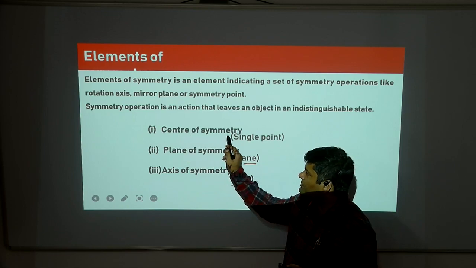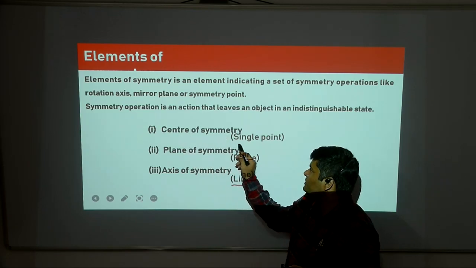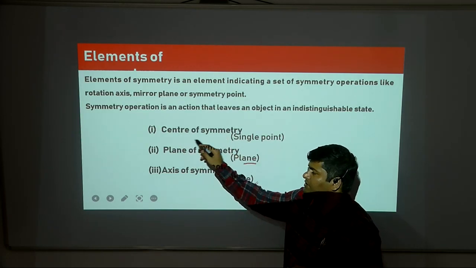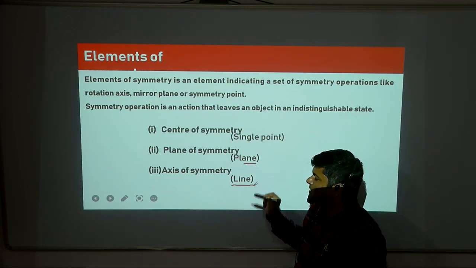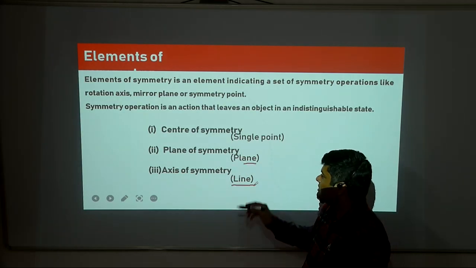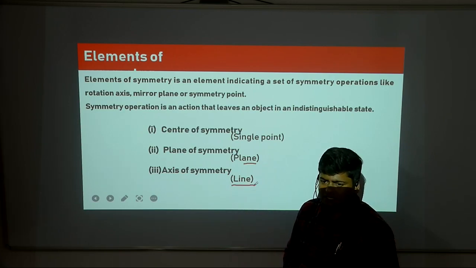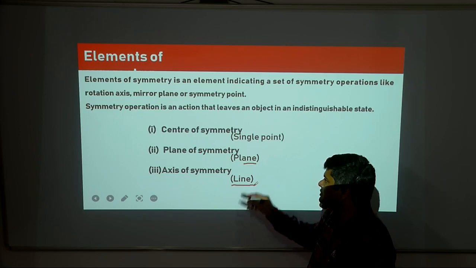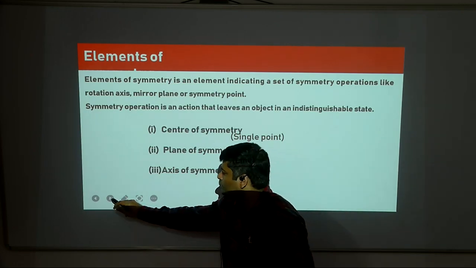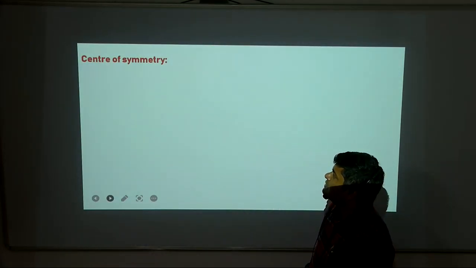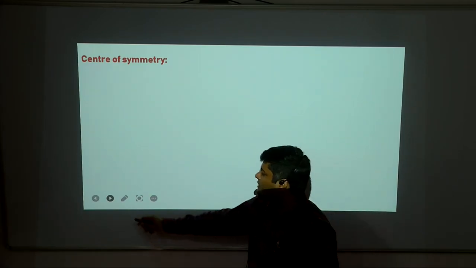One is the center of symmetry. So center is related with the point, a single point. Then plane of symmetry, as it is plane, it is related with the plane. Axis of symmetry, as it is axis, it is related with the line. So there are three types of elements of symmetry. Firstly we will discuss the center of symmetry.